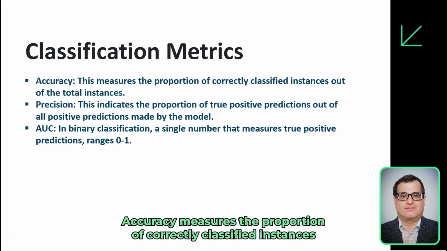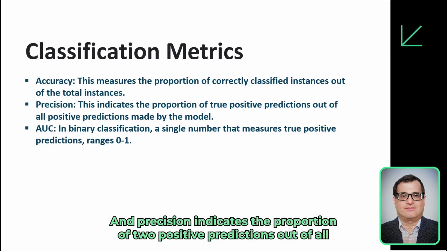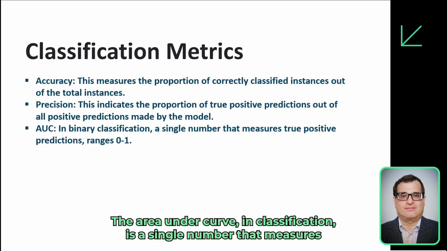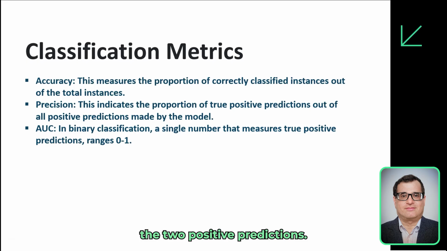Accuracy measures the proportion of correctly classified instances out of the total instances, and precision indicates the proportion of true positive predictions out of all positive predictions made by the model. The area under curve in classification is a single number that measures the true positive predictions. It ranges from 0 to 1.